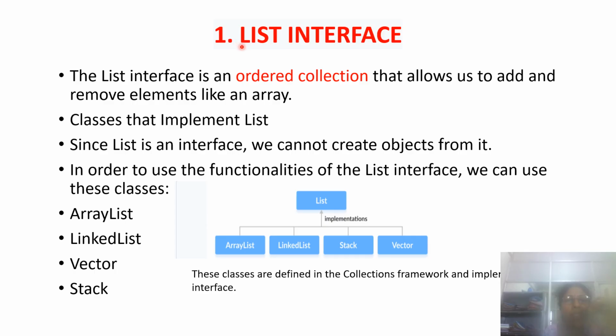First we will see the List interface. The List interface is an ordered collection. By using this ordered collection, we can perform add operations or remove elements like an array operation. Here the class implements the List, and since List is an interface, we cannot create an object from it. So in order to use the functionality of the List interface, we have to use classes. Here ArrayList, LinkedList, Stack and Vector are the classes. So in order to implement the functionality of the List, we use these classes: ArrayList, LinkedList, Stack and Vector.